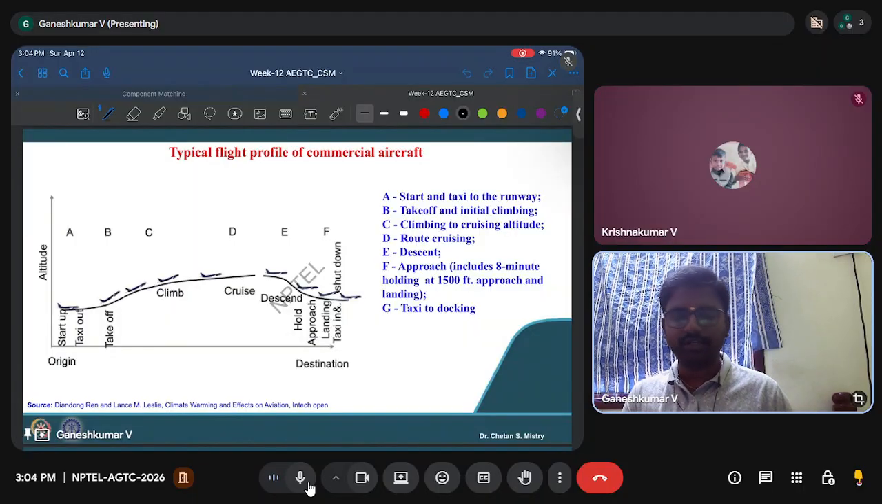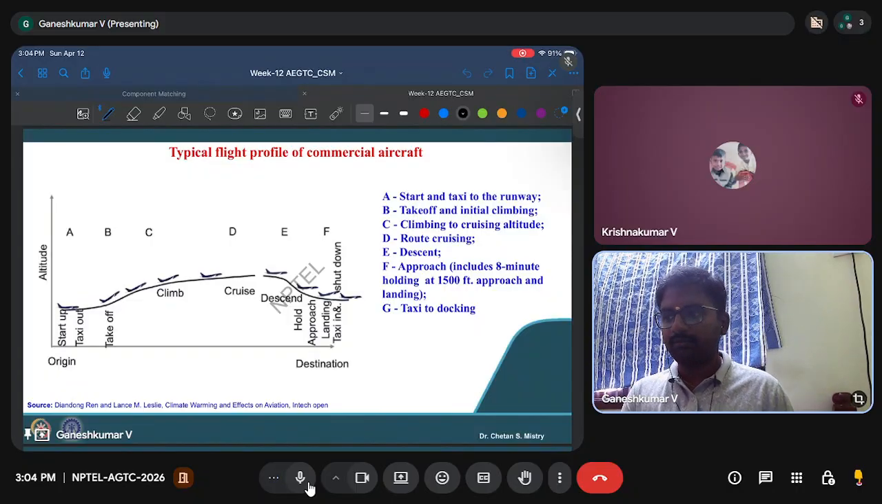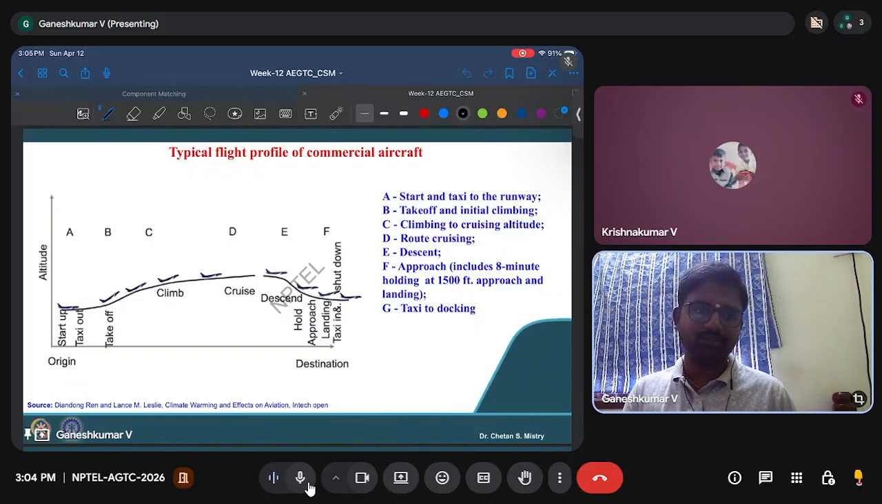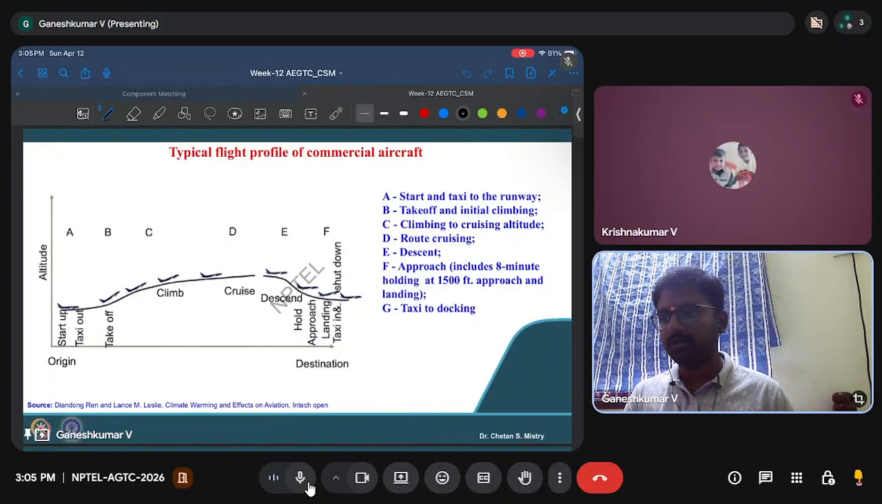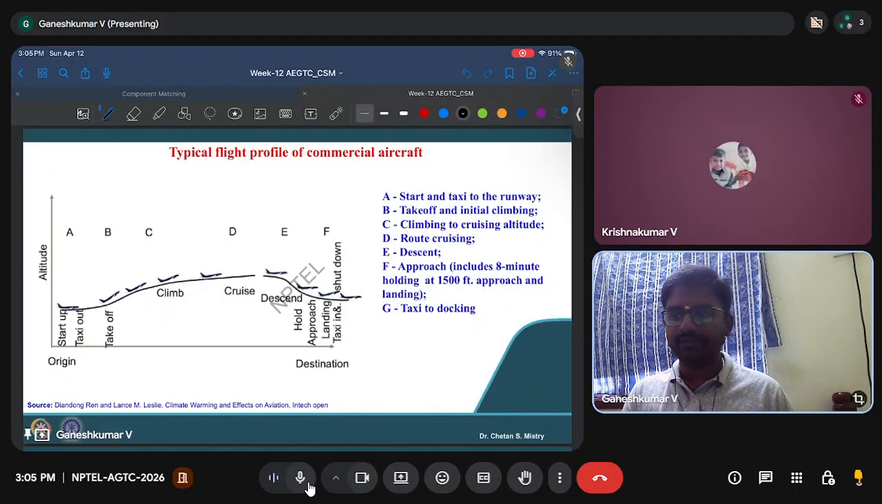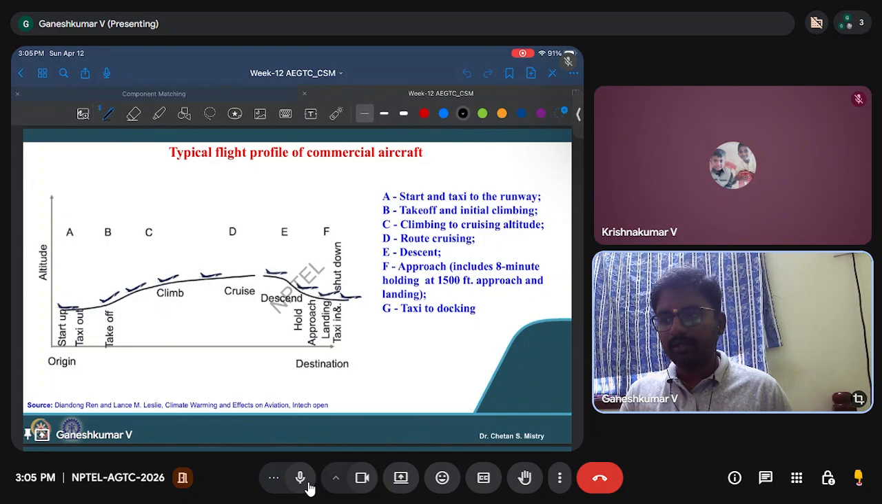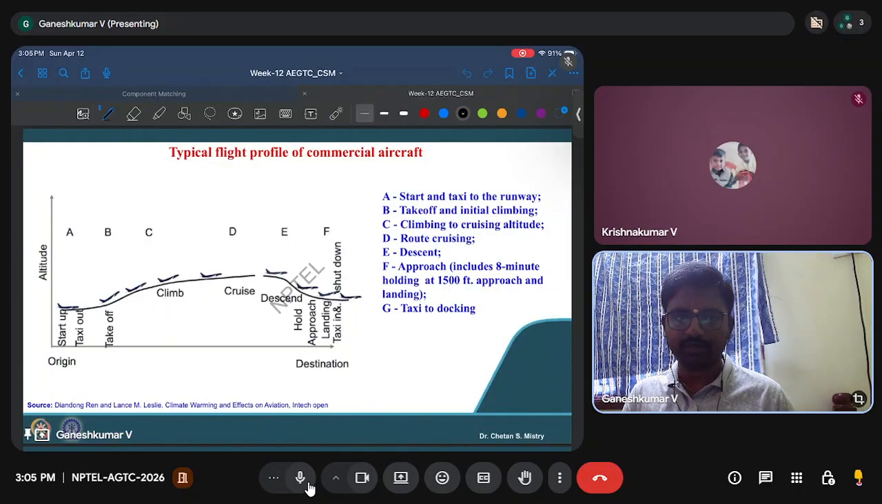For example, at takeoff, you need maximum thrust. For cruise, you may not need that much thrust, but you need to reduce your fuel consumption as low as possible. Similarly, in approach and landing, you typically use gravity to take care of most of it. So different sections of your flight profile are going to have different thrust requirements.